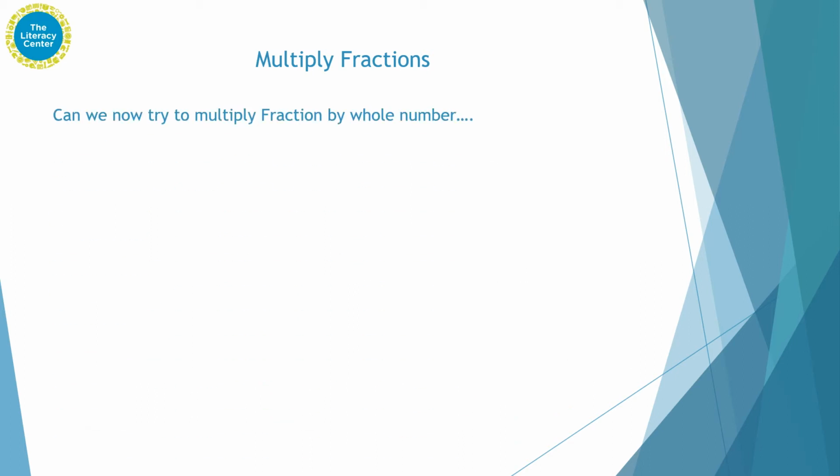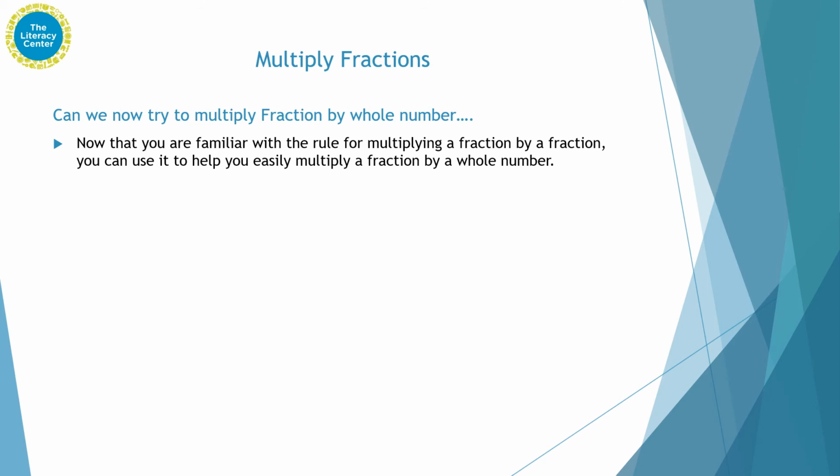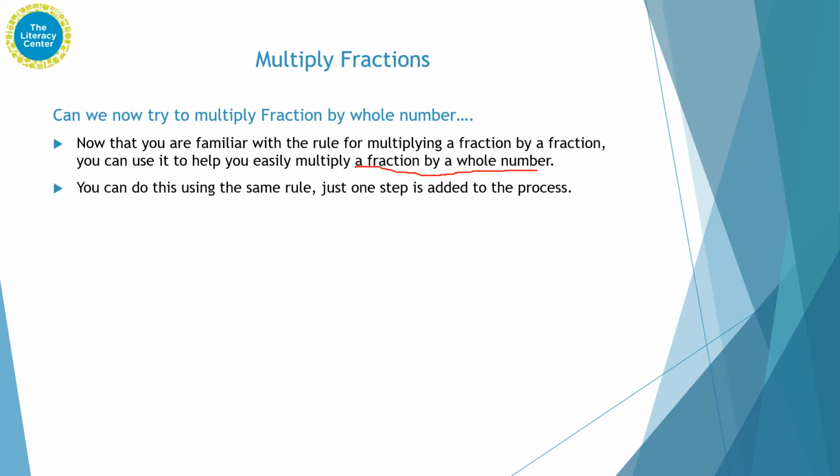So now can we try to multiply a fraction by a whole number? Now that you are familiar with the rule for multiplying a fraction by a fraction, you can use it to multiply a fraction by a whole number. You can do this using the same rule. Just one step is added to that process. And what is that step? Let's explore. Let's start with an example here.